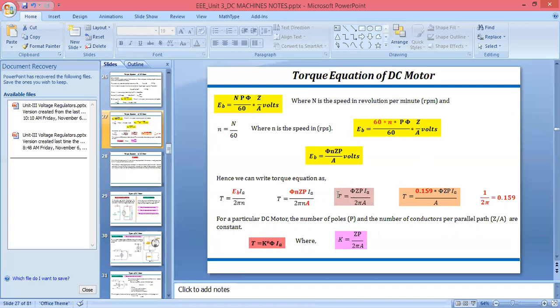You will get these equations as torque equal to phi Z P into IA upon 2 pi A. You will need these equations to solve numericals which will be asked in the exam. And 1 upon 2 pi, that value will be 0.159. So you can take as it is, T equal to 0.159 into phi Z P IA upon A. I have written the direct value of 1 upon 2 pi. Or you can convert these equations in the form of torque equal to K into phi IA, where K is nothing but Z into P upon 2 pi A. You can call this a constant term. So this is the torque equation for the DC motor. You will need these equations to solve the numericals. If anyone is facing any issue, you can ask me.